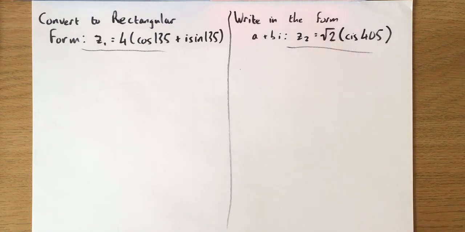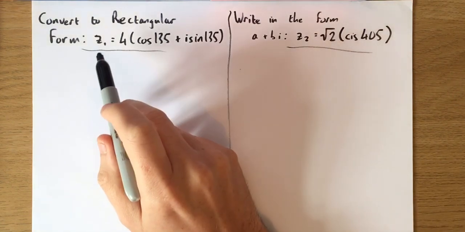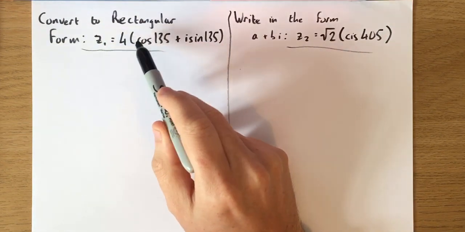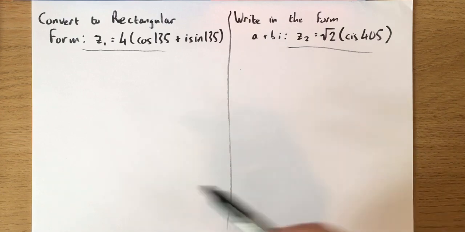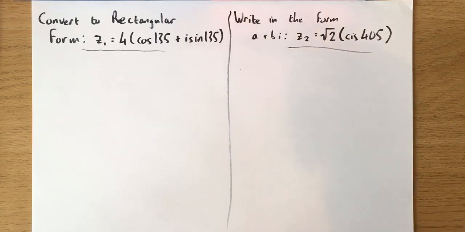The two examples I'm going to do are from your book on page 284. They're both in degrees, but a couple of the questions they want you to do are in radians mode. So just be careful to put your calculator into radians mode and then take it out again when the next question is in degrees. So the first one here, in polar form, I've got 4 times the cos of 135 plus i sine 135. So 4 cis 135.